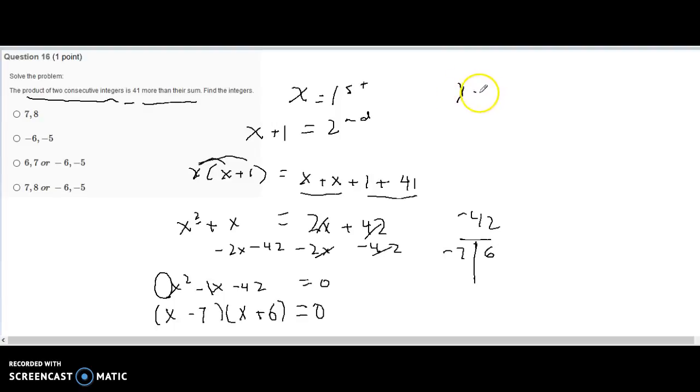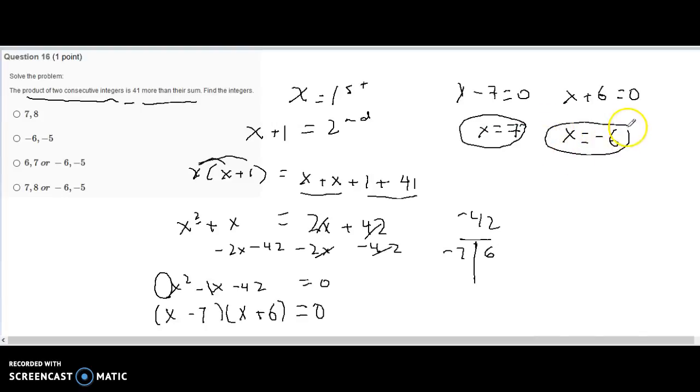So we're going to now set each factor equal to 0. And those are pretty straightforward equations. If x minus 7 equals 0, then x must be 7. And if x plus 6 equals 0, then x must be negative 6. So what we have are two distinct possibilities for x.